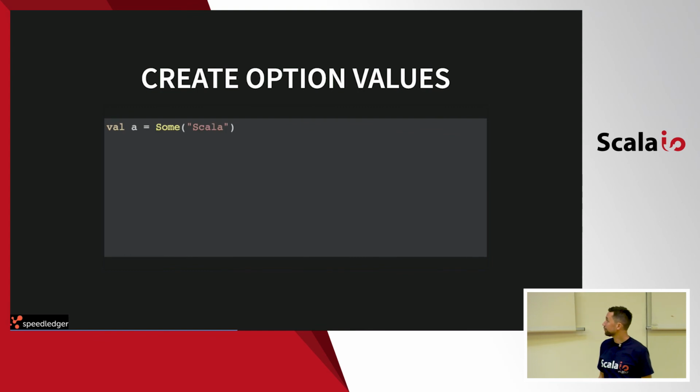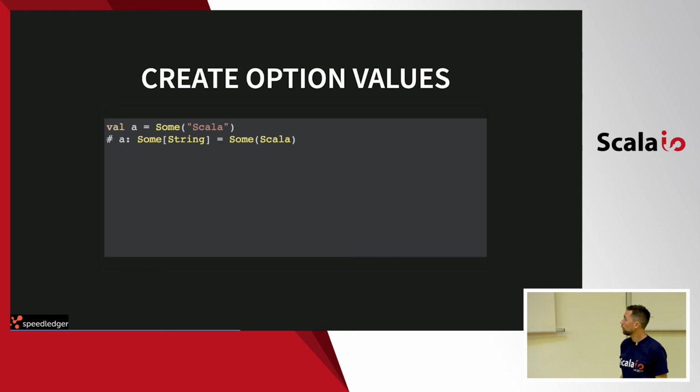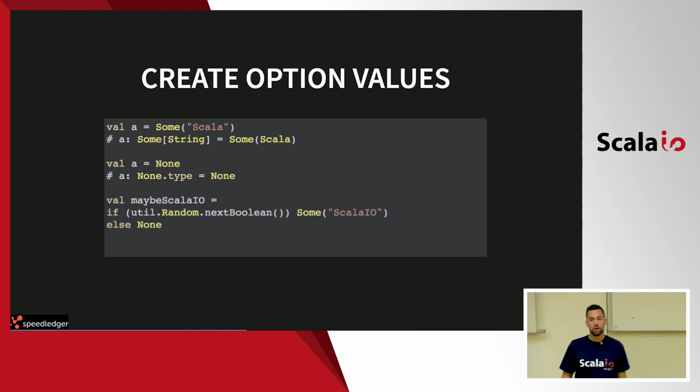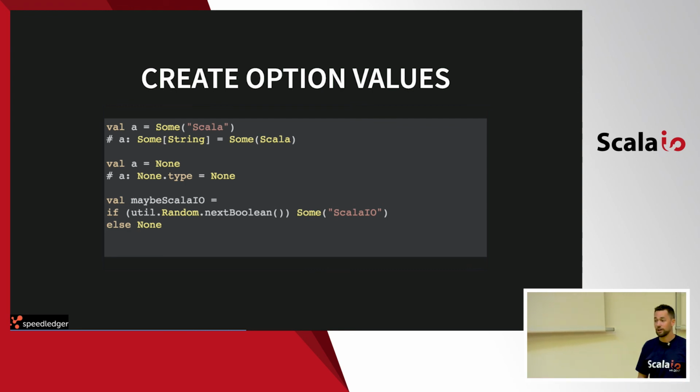And to create an option, you could either use the Some value, so this means that we'll get a string of option, or you can use the None value. So the option value always has two different paths. One is the Some, which has a value, and the other one is the None, which doesn't have a value. And when you assign an option value to a variable, in this case we randomize, so every now and then this is going to have some ScalaIO, and in other cases it's going to have the None value.